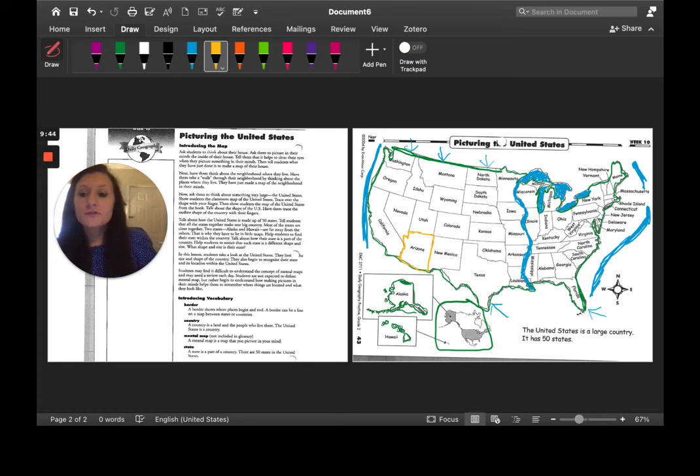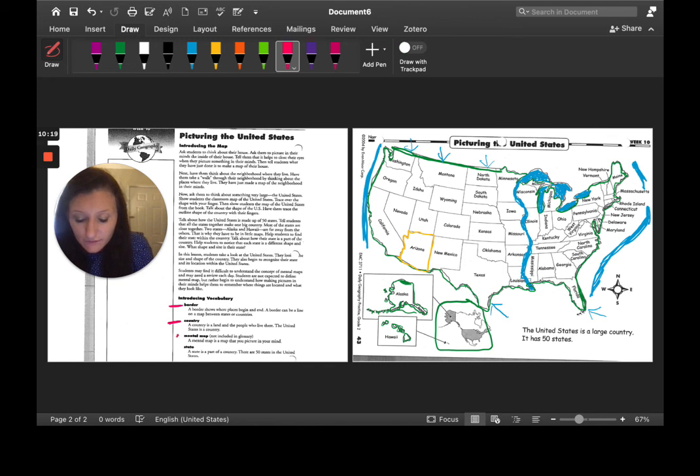All right, so to wrap up our lesson today, we're going to be looking at our vocabulary words. The first one we have is border. And so again, a border shows where places begin and end. And a border can be a line on a map between states or between countries. Next, we have the vocab word country. And so a country is a land and the people who live there. So the United States is considered a country.